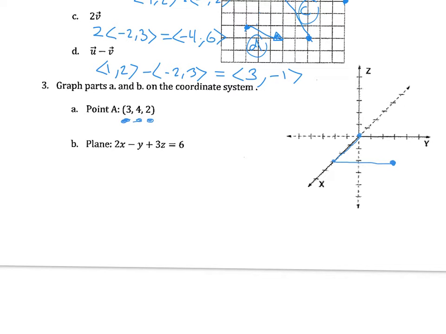That's another corner. And then I'm going to go up 2 units in z. So parallel to the z-axis, straight up the page, 1, 2. And I'll leave my final point there.